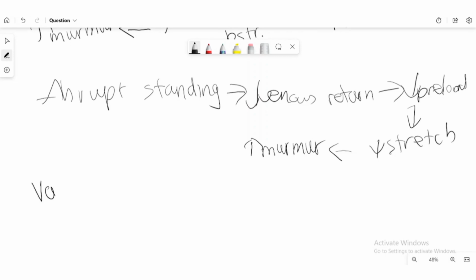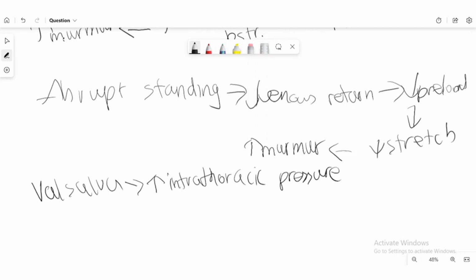The final option was Valsalva. This is an interesting one. Why is Valsalva not the answer? With the Valsalva maneuver, you increase your intrathoracic pressure, thereby decreasing preload. Why? Because this intrathoracic pressure means that your heart isn't able to expand as much and fill up with blood. And this leads to an increased murmur. And there you have it.